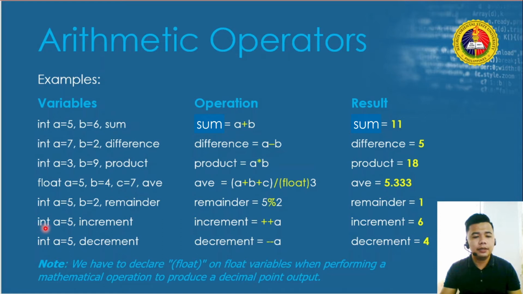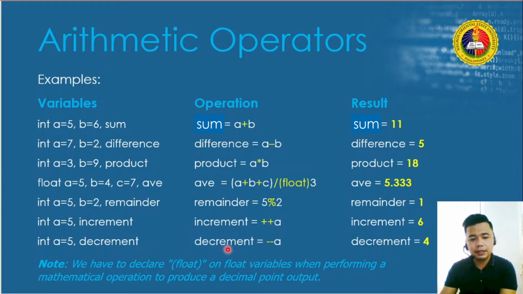And another example here, we have int a is equal to 5 and then increment. Our goal here is to add one to the variable a. So how do we do that? We just put plus plus before a. That means we are about to increase the value of our variable by one. Since our variable is 5, then the increment should be 6. Again, that should be before the variable. Okay? Another example is we have int a is equal to 5, and this time we are going to decrement.